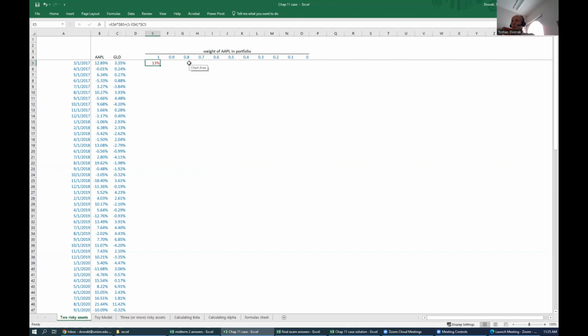If I hit enter here, I got 13%, so it rounds 12.89 to 13%. That's reasonable, because it's 100% Apple. If I do Control R here, at the end I have 100% gold, and that's 3%. If I do it 50-50, 8 is really an average of 13 and 3, roughly speaking, because 13 plus 3 is 16, divided by 2 is about 8. Okay, so that works.